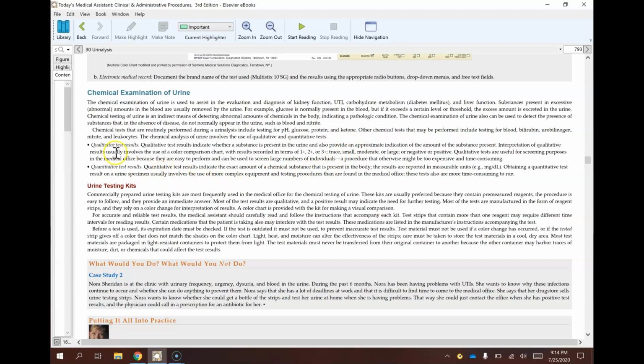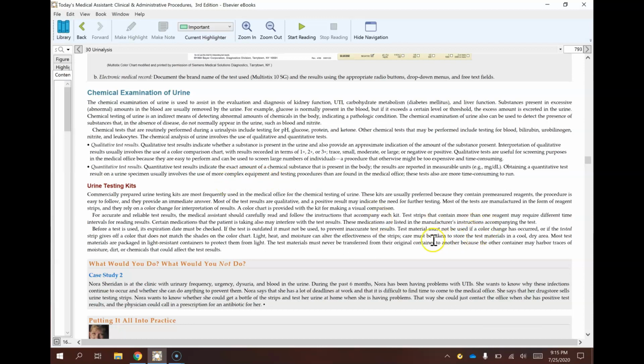I'm going to talk a little bit about qualitative versus quantitative. Qualitative is looking at what type of substances are present in the urine and gives the provider a fairly good interpretation of that. A quantitative, quantity being amount, is how much of that substance is present in the body. Obtaining that quantitative result on a urine specimen usually involves something far more complex than we have in our lab.